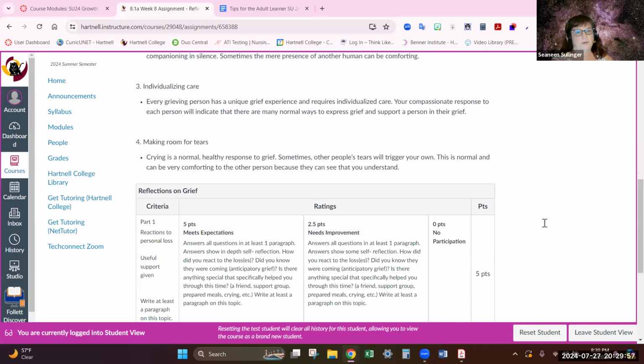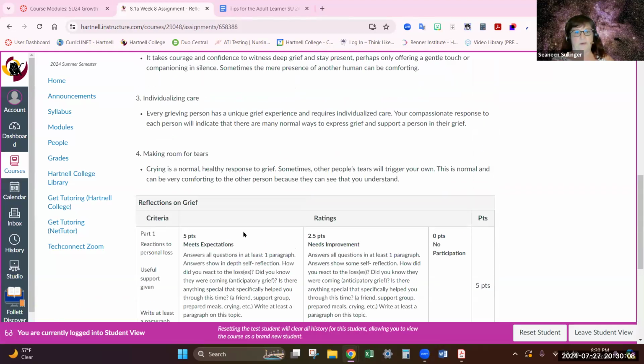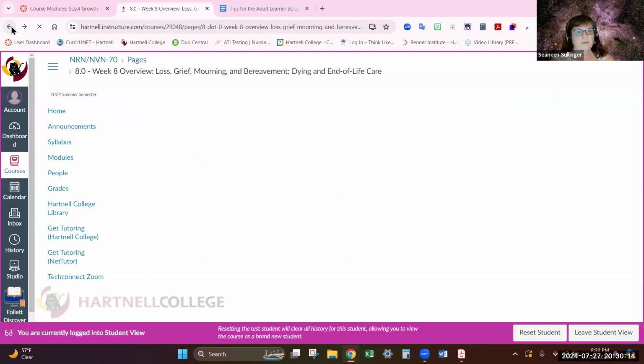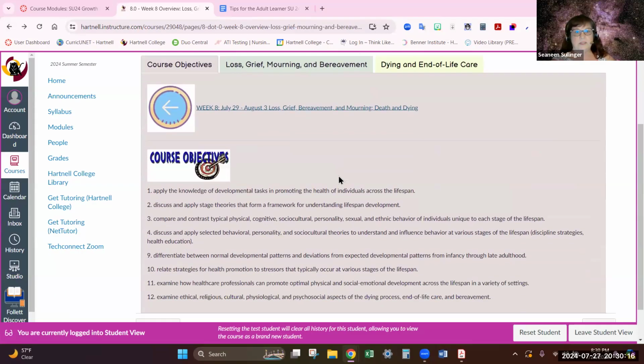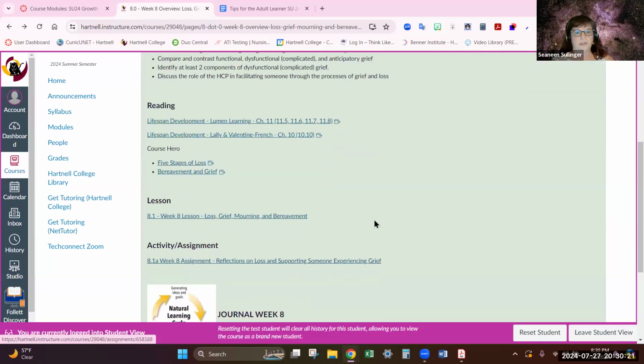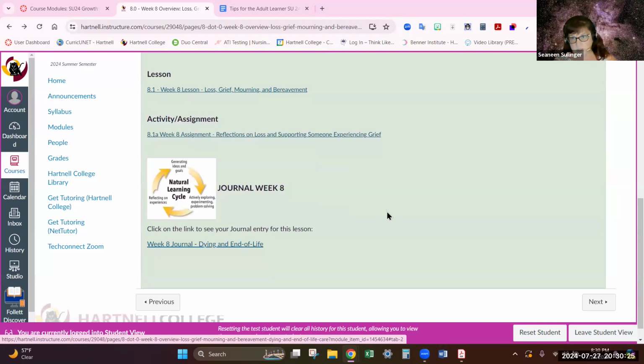And then your rubric for that is divided into 2 parts. The first part is about your reaction to personal loss, and the second part is choosing one of those methods of support for a grieving person. And there is that assignment. If we go back to loss, grief, mourning, and bereavement, that was the lesson, that was the assignment. And then for the reflection journal, again, only 1 entry for each lesson this week.